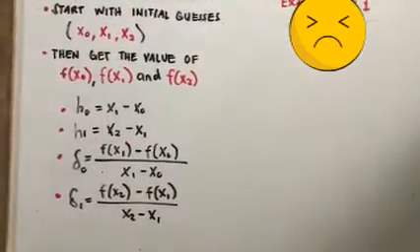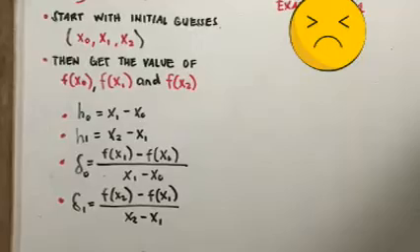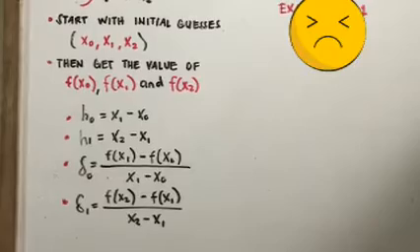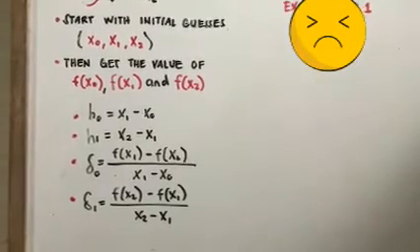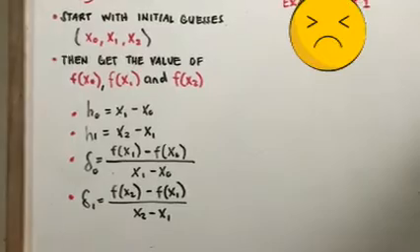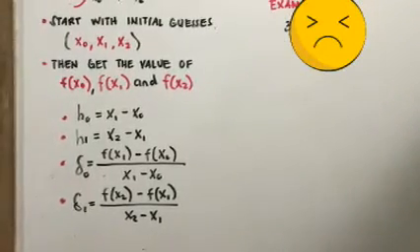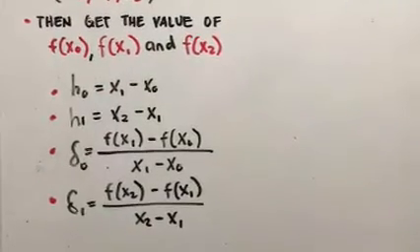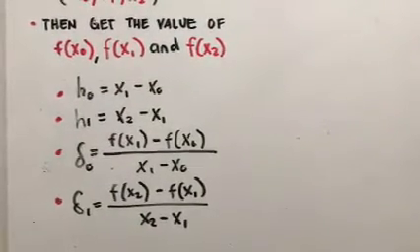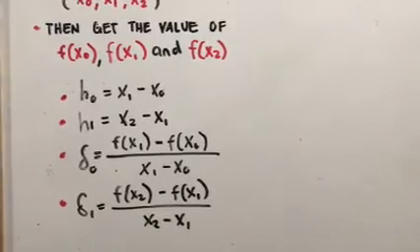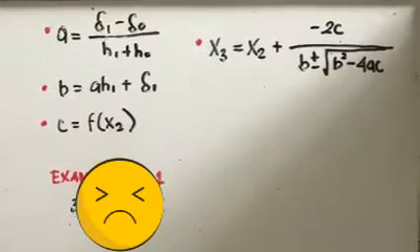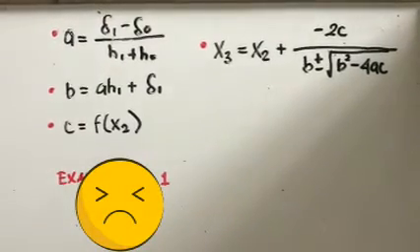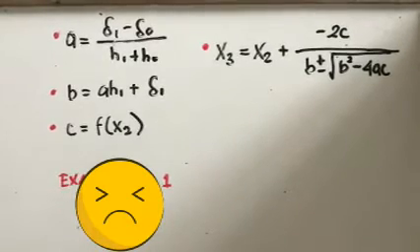h sub 0 equals x sub 1 minus x sub 0. h sub 1 equals x sub 2 minus x sub 1. Delta sub 0 equals f of x sub 1 minus f of x sub 0 all over x sub 1 minus x sub 0. Delta sub 1 equals f of x sub 2 minus f of x sub 1 all over x sub 2 minus x sub 1. a equals delta sub 1 minus delta sub 0 all over h sub 1 plus h sub 0. b equals a times h sub 1 plus delta sub 1.